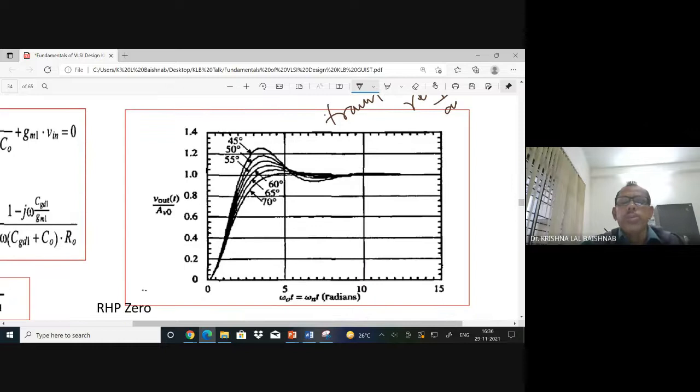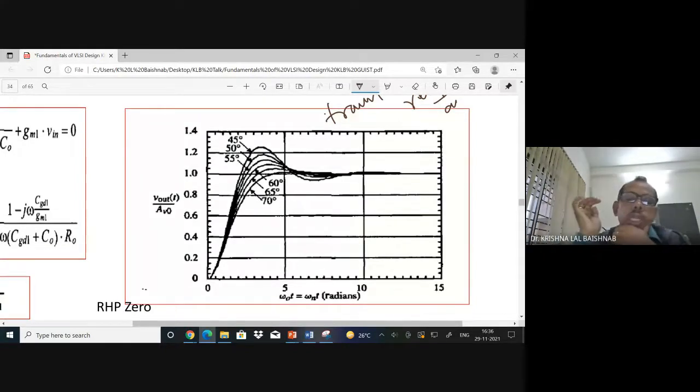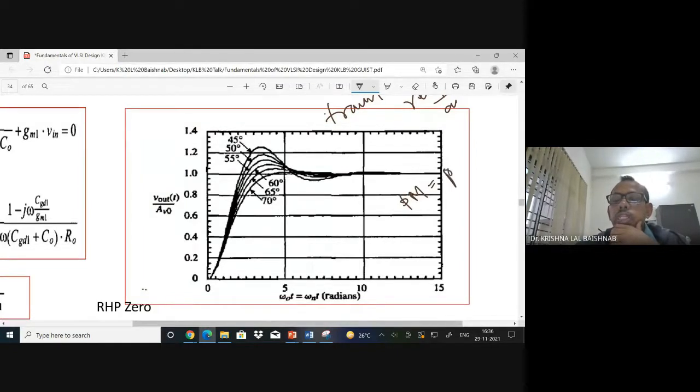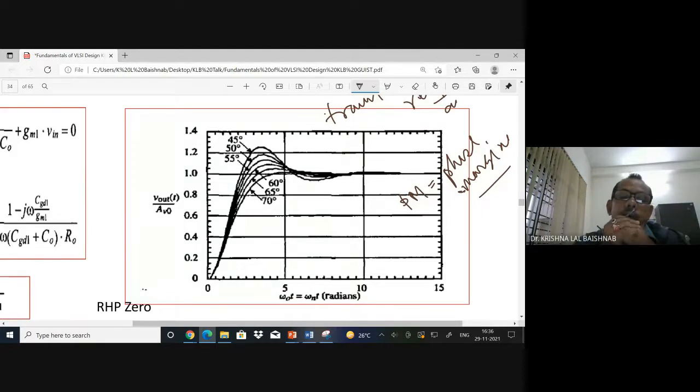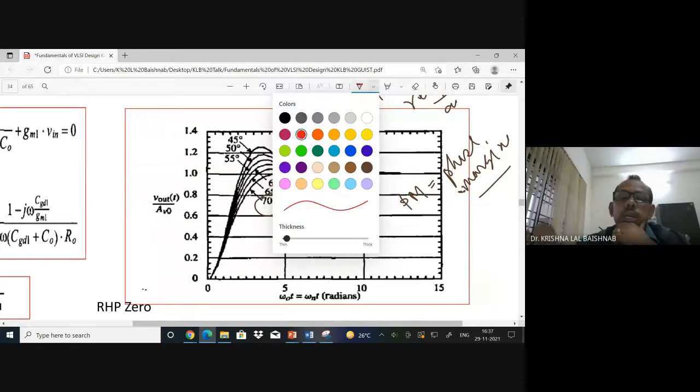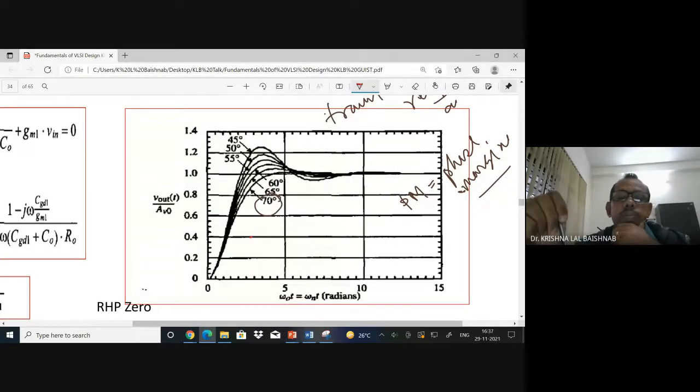Now you see these degrees. Basically, these are phase margins, 45 degrees, 60 degrees phase margin. You studied phase margin in control theory. So what I understood is that a phase margin of 70 degrees is over damped, very much over damped. But 60 is fine and 45 is fine.